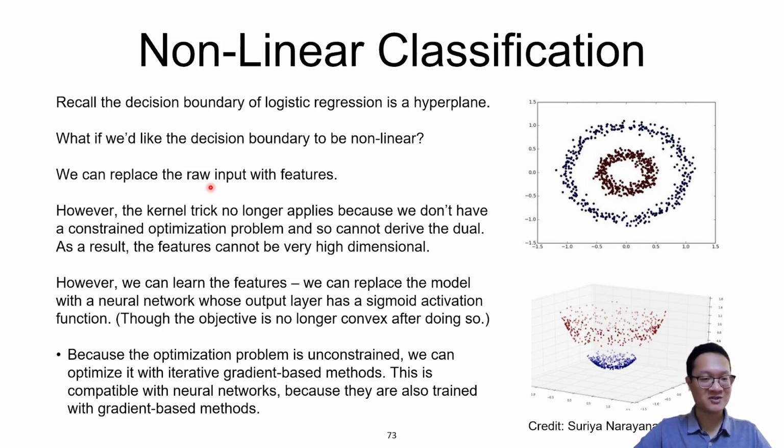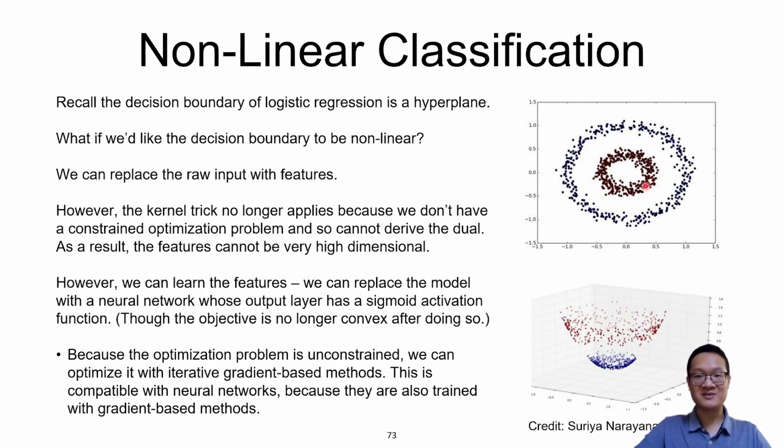And it turns out that if you do logistic regression with a neural network model, it's actually the same thing as using a neural network whose output layer has sigmoid activation. So the upside here is that obviously your model is much more expressive. You will be able to have nonlinear decision boundaries. However, because the model has now changed to a neural network, the objective is no longer convex. Okay, but then again, we don't really have any constraints still, so we can still use iterative gradient-based methods to optimize the loss function, even when the model is a neural network.